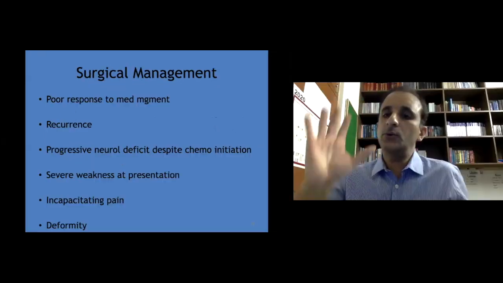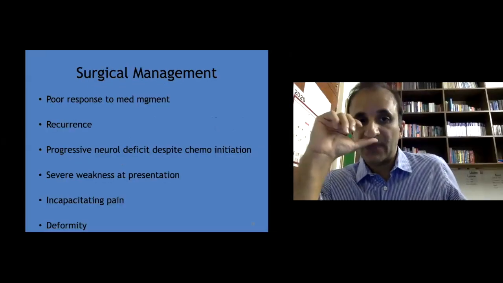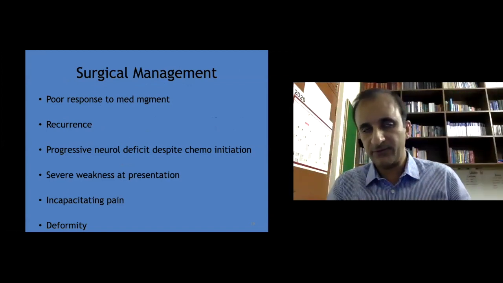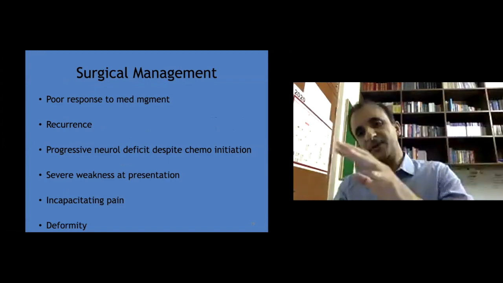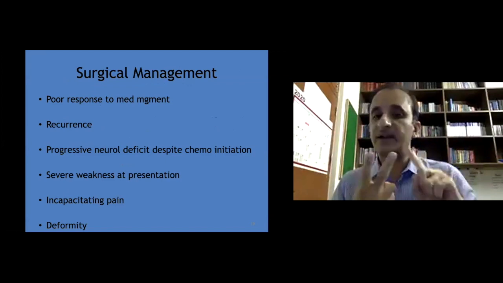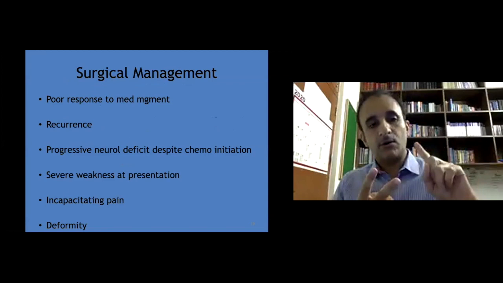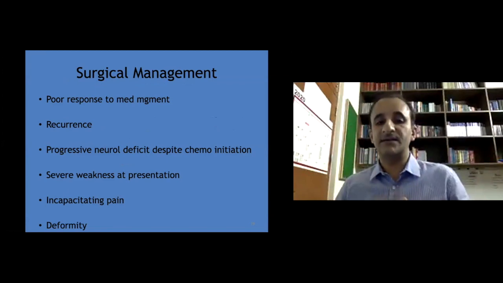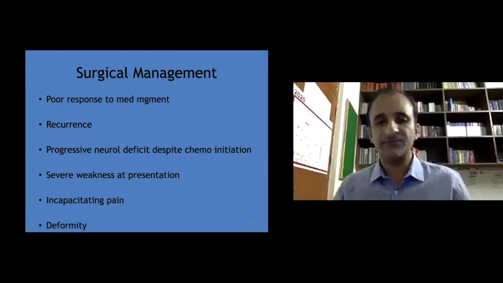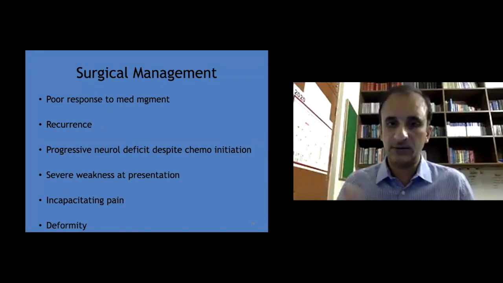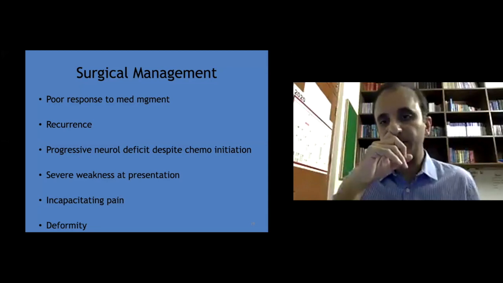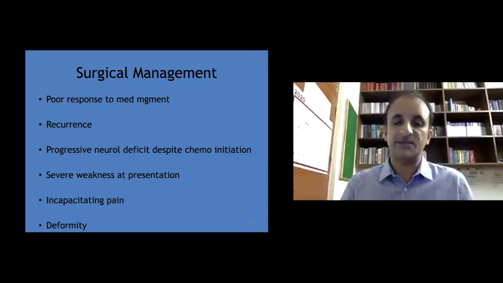So what are the surgical indications? One is poor response to medical management. I'll show you one of the cases. When you're giving a drug and still the patient is deteriorating, get into surgery. If there is a recurrent disease or progressive neurological deficit despite chemotherapy. Then if on the first visit itself you find severe weakness, you can't wait any further. You need to act immediately.